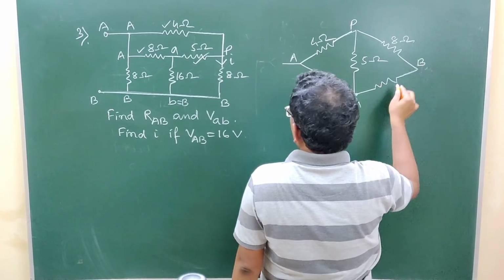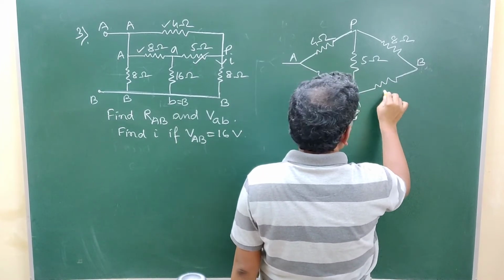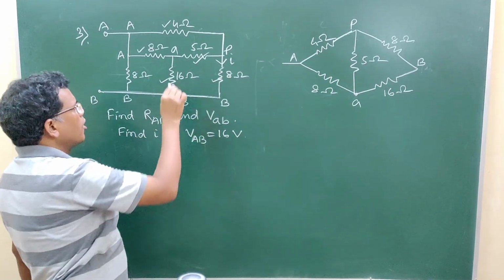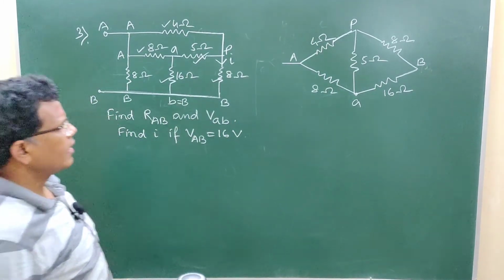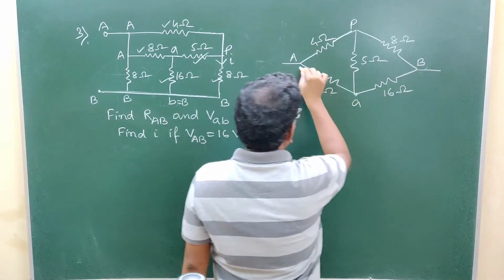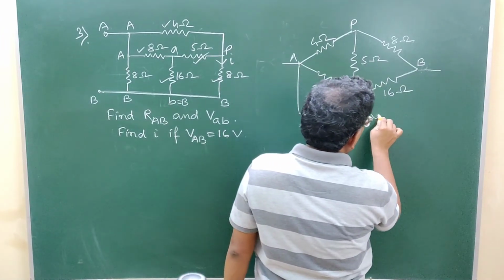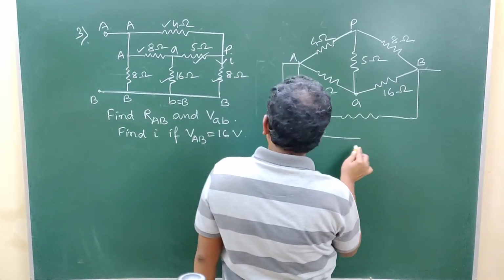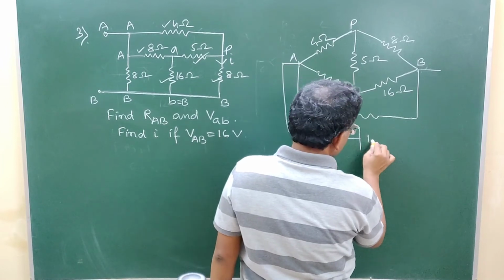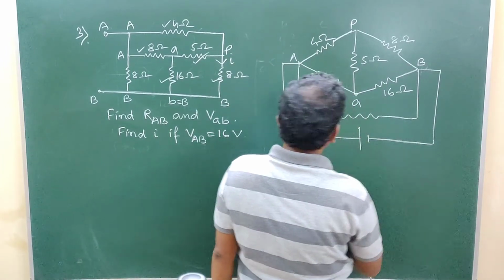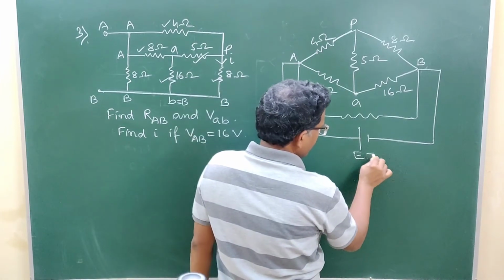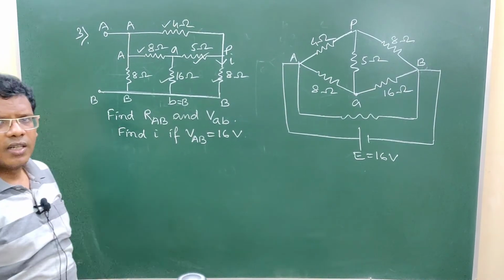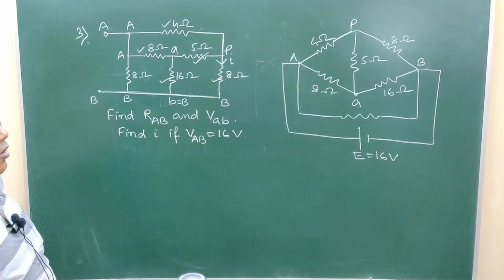P to B is 8 ohm and A to B is 16 ohm. So that means these two are also drawn, and the last one is directly connected between A and B. So there is one resistor connected straightway between A and B, and then across A and B the applied voltage, which is 16 volt, connected like this. Got my point? This is the simplified structure of the given drawing.